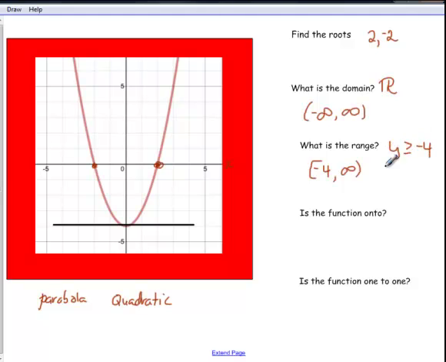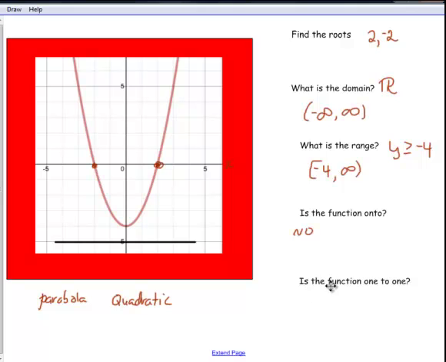Is the function onto? Remember, onto, we look at the range. Does this quadratic cross every possible value in the range? Is this quadratic onto every range? No. Right here. See, negative 5, it's not crossing negative 5, so it's not onto every possible range.